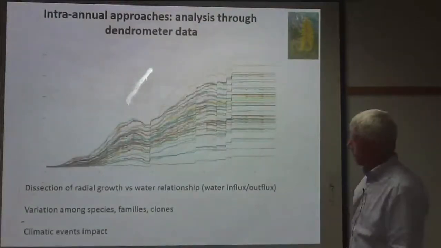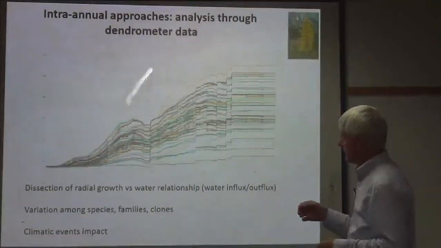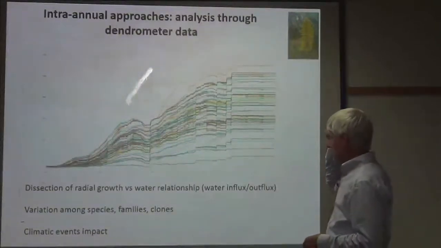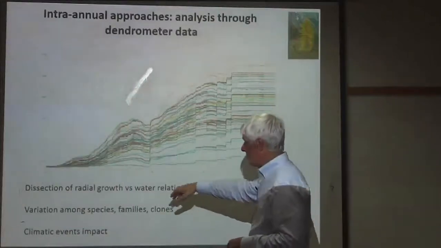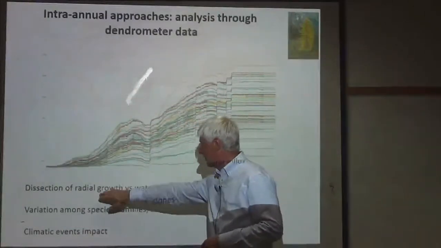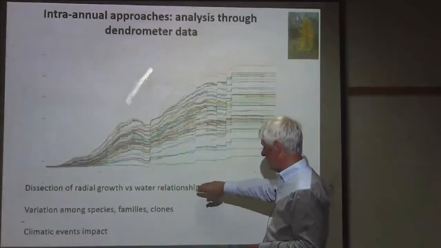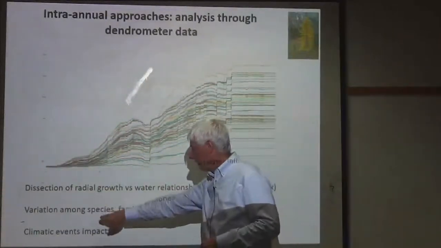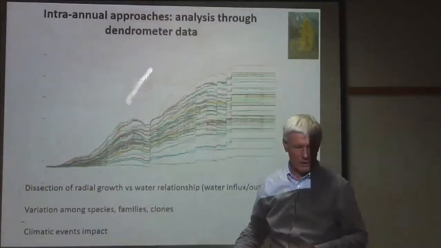And this is something which looks like the curves that you might see, for example. And this is typically what we mentioned this morning. We want to dissect this radial growth, between radial growth and water relationship properties, and look at variation between species, families, and clones, and relate that to climatic data.